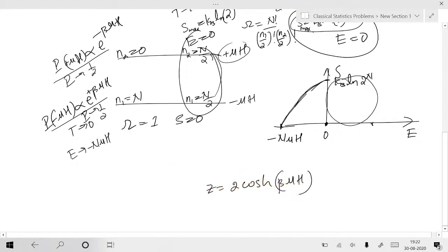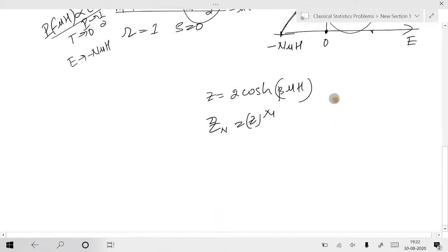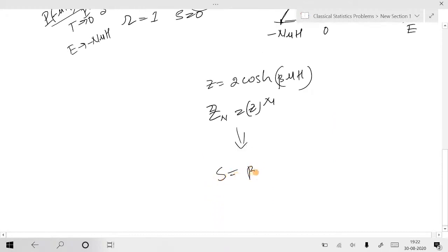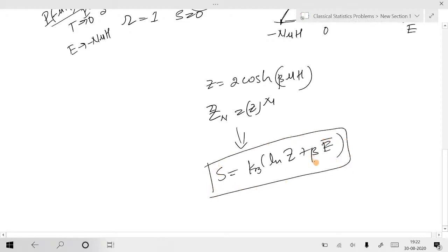Am I right? That is for a single particle. So Z_n is equal to Z to the power n. Now you have to proceed and find your entropy. That is equal to k_B ln Z plus beta times E, beta times the average energy. This is the entropy at some finite temperature, when the system is in thermal equilibrium at temperature T. So beta is equal to 1 by k_B T.